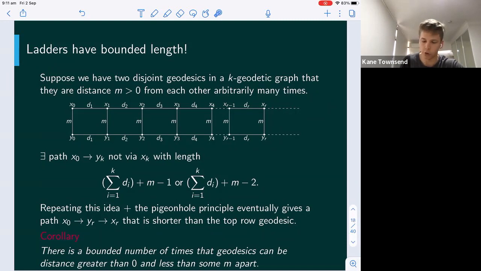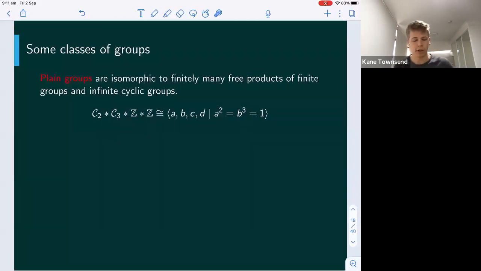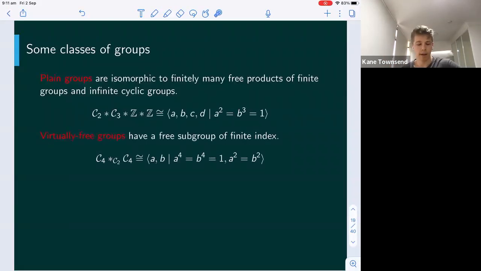So we haven't looked at groups yet. So I want to focus in on some classes of groups. So the first class is a pretty simple one. They're called the plane groups, and they're isomorphic to finitely many free products of finite groups and infinite cyclic groups. And so I've given an example here with presentation. Then within these, a bigger class of groups is the virtually free groups. And so these groups have a free subgroup of finite index. And I've given another example there.